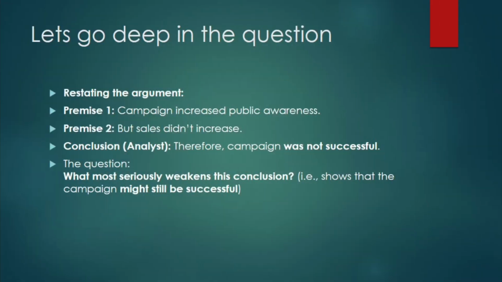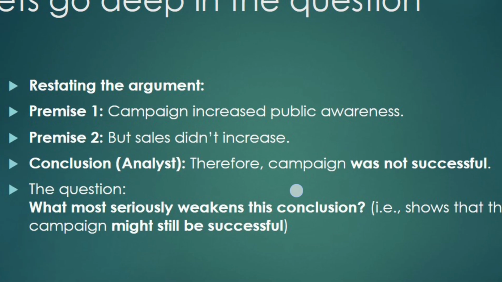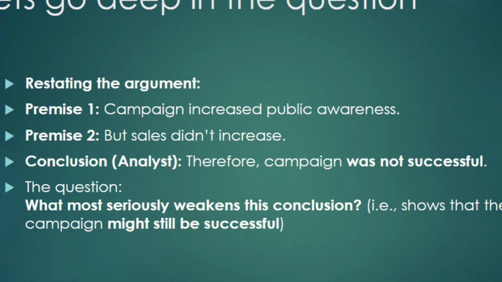What is premise one? Premise one states that the campaign increased public awareness. We all agree because it was stated. Premise two is that sales didn't increase. Okay, sales didn't increase, this is also there. Then the conclusion is the analyst's conclusion, not the author's conclusion, but the analyst's conclusion: therefore, the campaign was not successful.